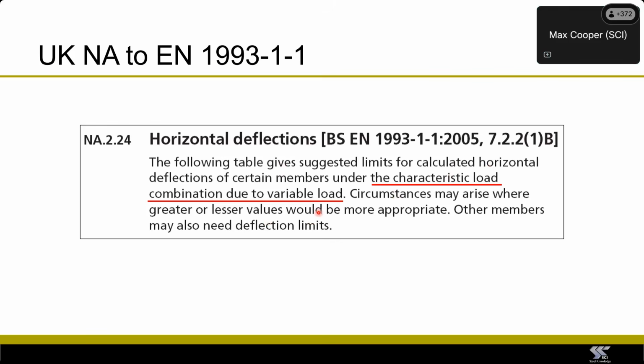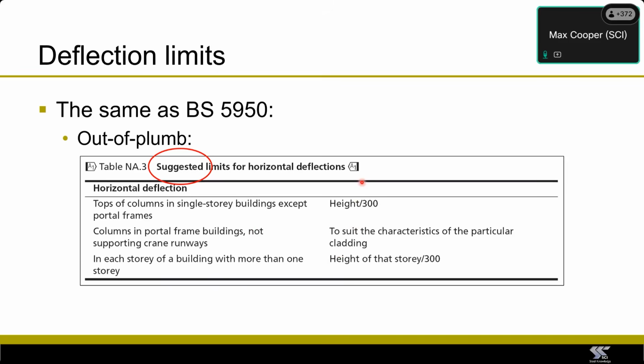Again, looking at horizontal deflections now, it's the characteristic load combination due to variable load. Again, we will now look at the suggested limits. And then again, they'll be familiar to everyone. They're the same as BS 5950.